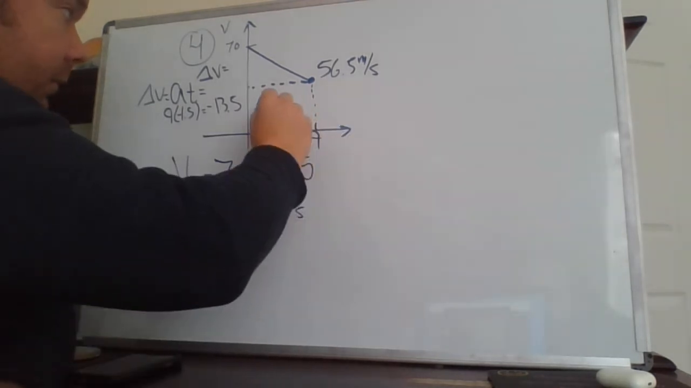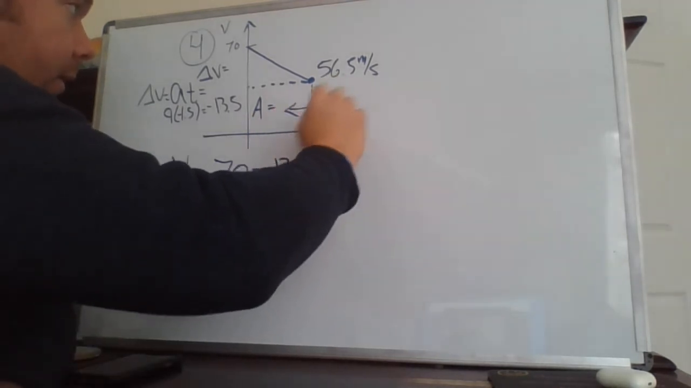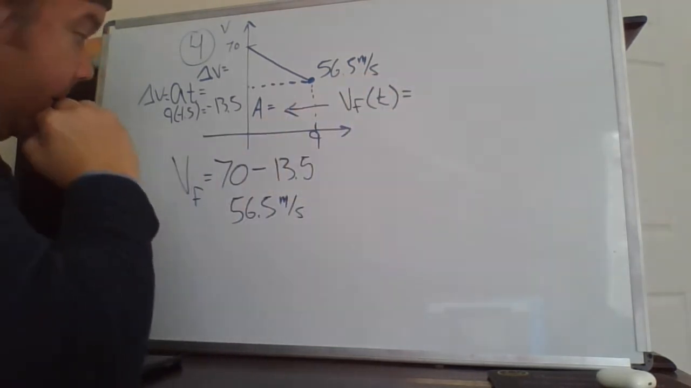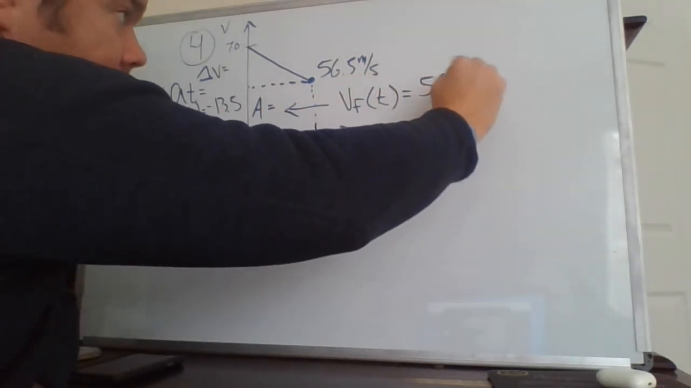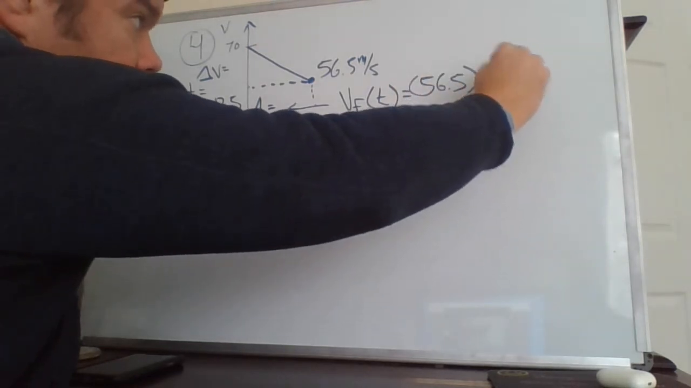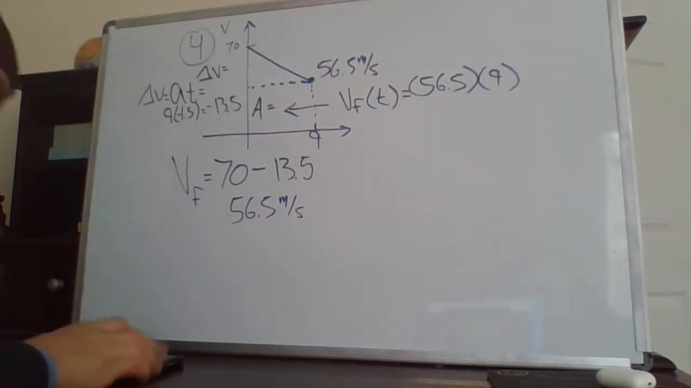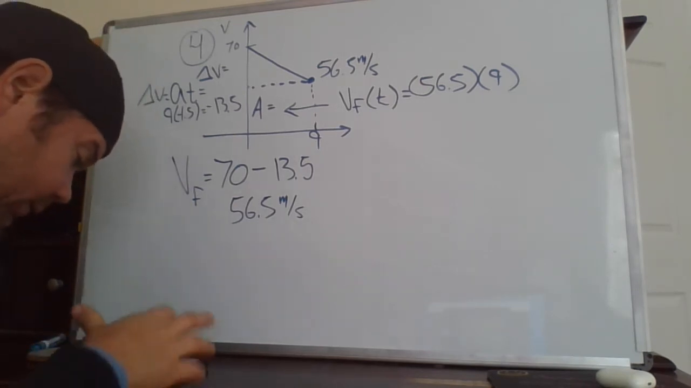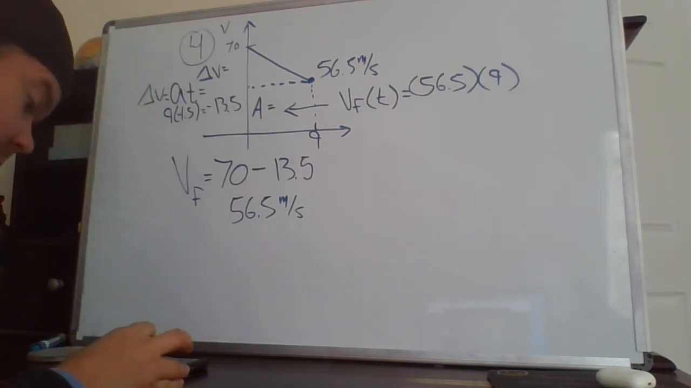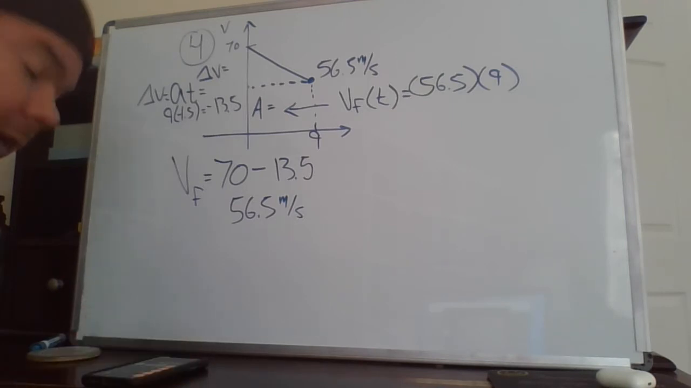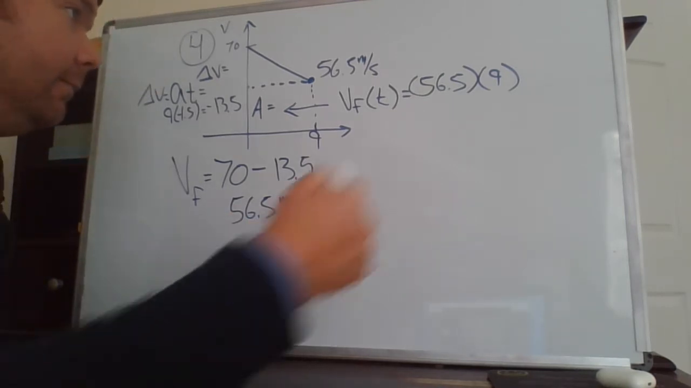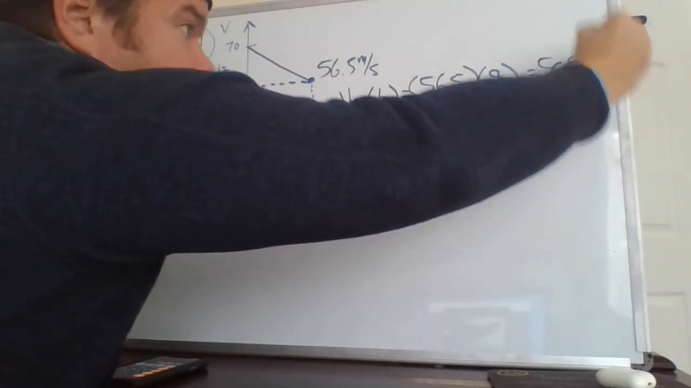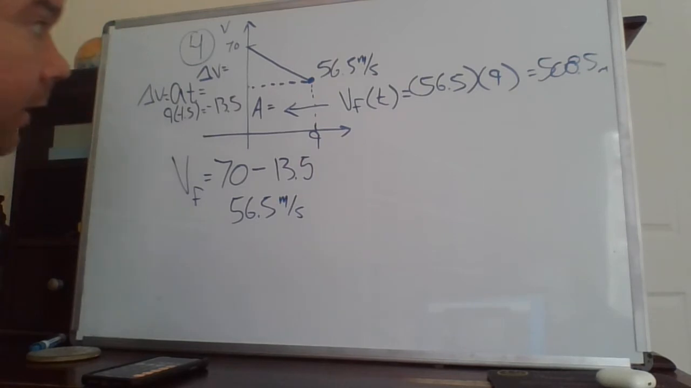So let's start with the rectangle part first. The area of this rectangle is going to be the final velocity times the time, which is 56.5 times 9. 56.5 times 9. I should know this because I just did it like 10 minutes ago. 56.5 times 9 is 508.5 meters. All right, great.